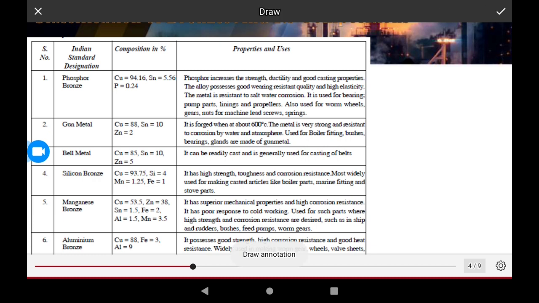Gunmetal. The chemical composition of gunmetal is copper 88%, tin 10%, and zinc 2%. Its property: it can be forged at about 600 degrees Celsius. The metal is very strong and resistant to corrosion by water and atmosphere. Applications of gunmetal: boiler fittings, bushes, bearings, and glands are made of gunmetal.